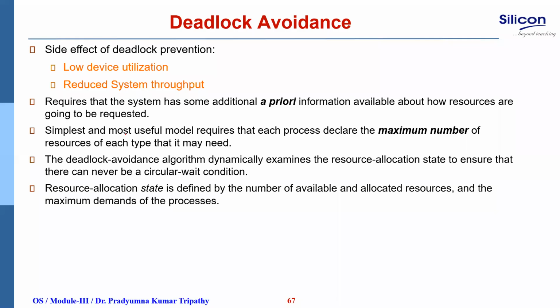So there are some side effects of deadlock prevention. As you have seen, there is low device utilization and reduced system throughput. Because you can see in the hold and wait or no preemption, the device utilization is less, right? System throughput is less. So it requires that the system has some additional a priori information available about how resources are going to be requested. So you must have some information beforehand, before execution of a process.